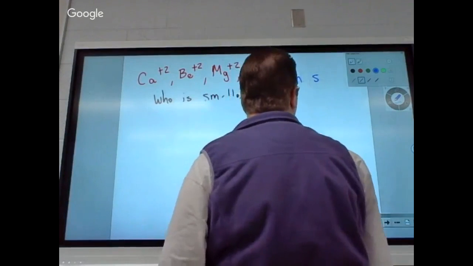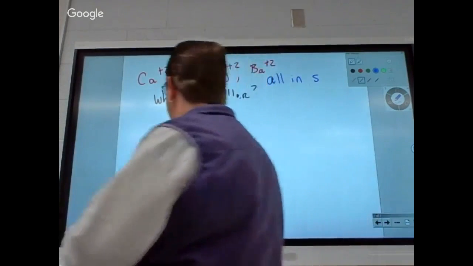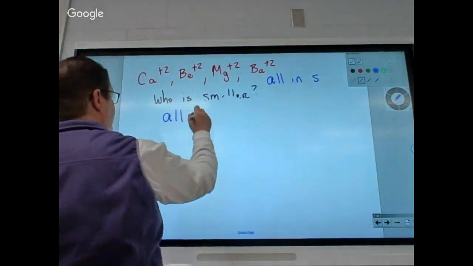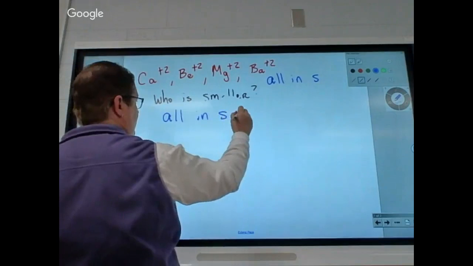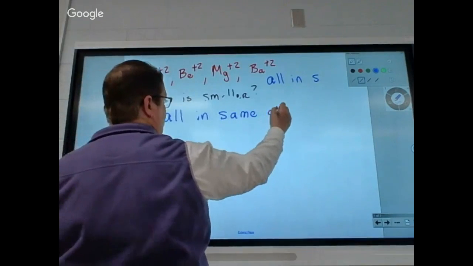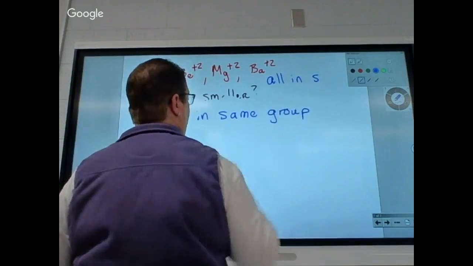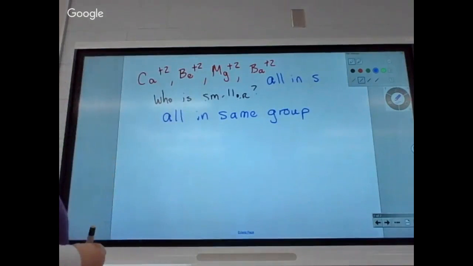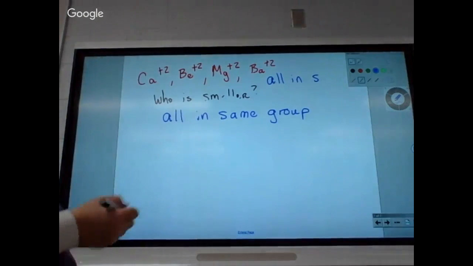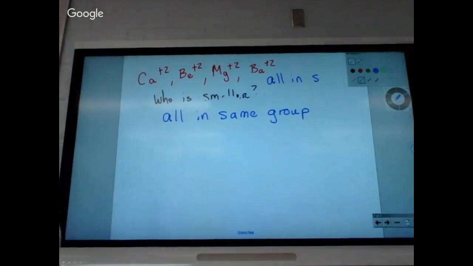Smallest is Be. Let's try this. B. Are you sure? Okay, they're all in the same group. So, how'd you know they were in the same group? Because they all have +2. They all say +2, okay?